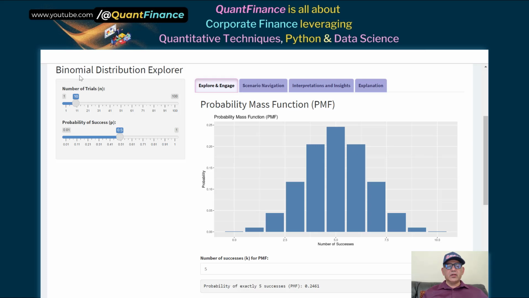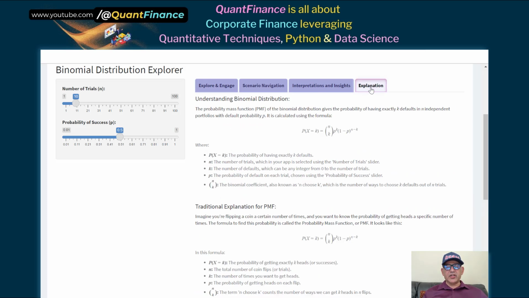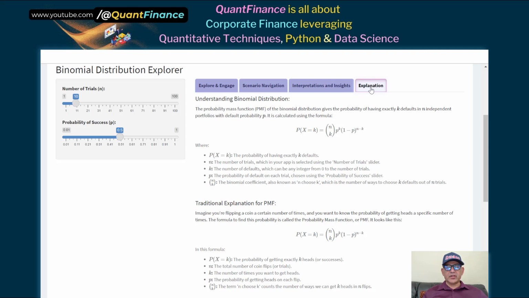So today we are talking about binomial distribution through this app titled Binomial Distribution Explorer. Here basically we are talking about these two tabs in the web app, the Explore and Engage tab, and then the Explanation tab for the formulas.